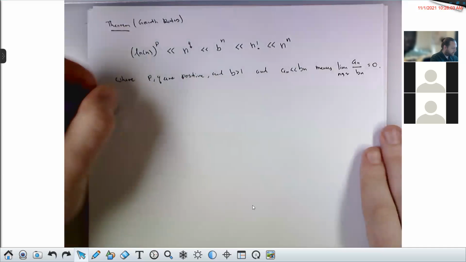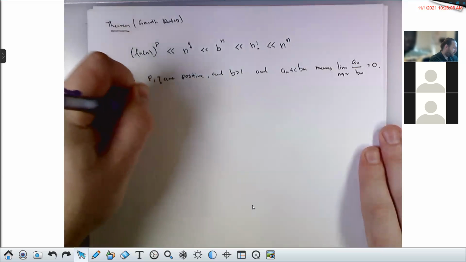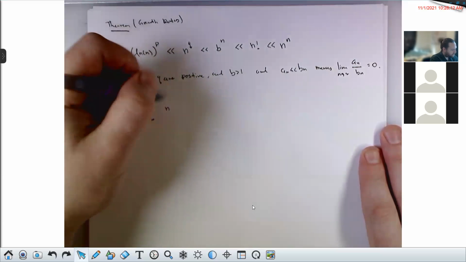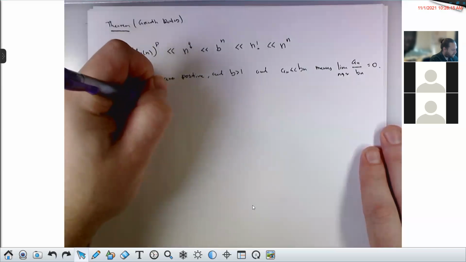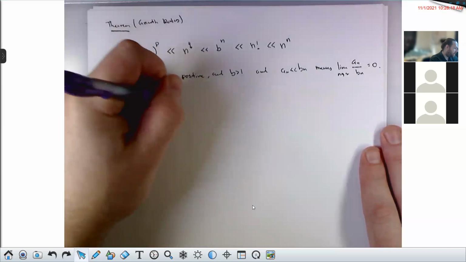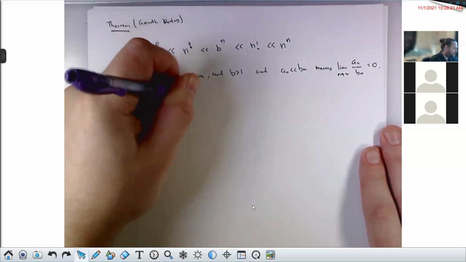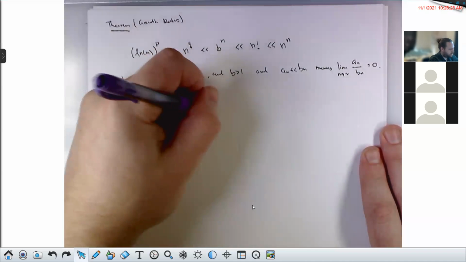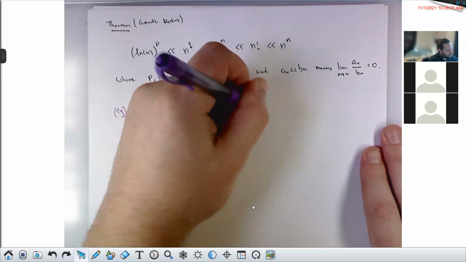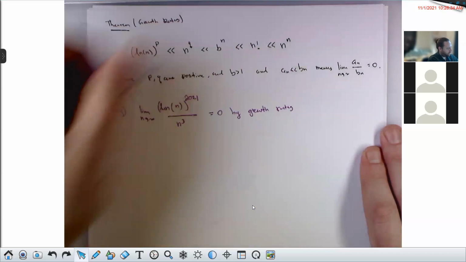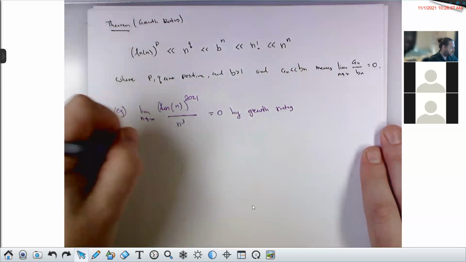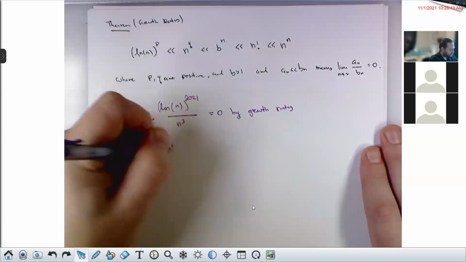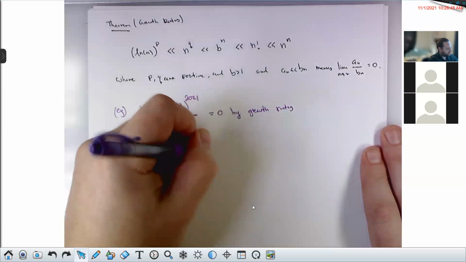For example, if you needed to calculate the limit as n goes to infinity of, say, the natural log of n to the 2021 divided by n cubed, this is equal to 0 by growth rates. Or where else did we use this? The limit as n goes to infinity of n factorial over n to the n equals 0 by growth rates.